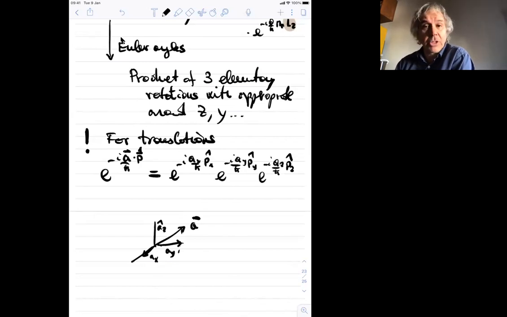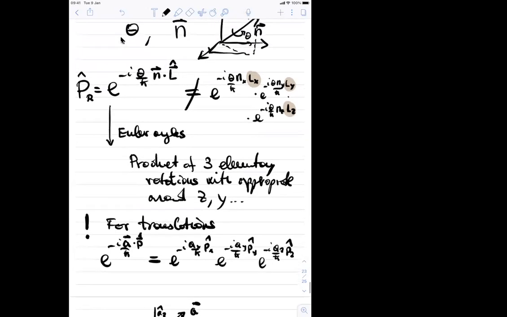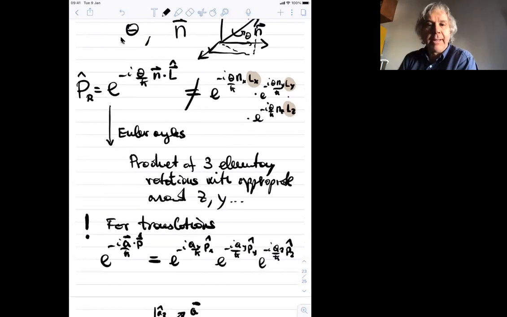For rotations that's not true. So you shouldn't think that, Professor, you just rotate around the x-axis, y, and z with the simple rule that I gave here. That's not true. You have to use Euler angles, please.